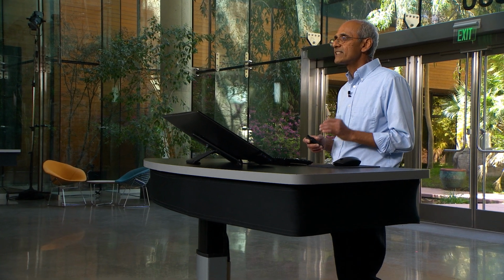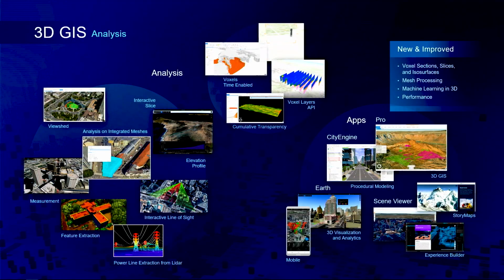There have also been very significant advances in the area of 3D analysis, including the ability to interactively explore volumetric data. This includes the ability to work with voxel layers using slices, sections, and isosurfaces, including the rendering of voxel data using cumulative transparency and the ability to generate and capture time animations like you see here. There have also been significant advances in interactive tools like line of sight, viewshed, measurement, and slicing tools.